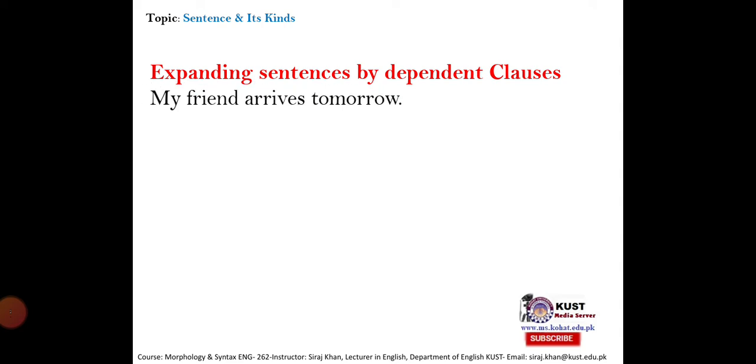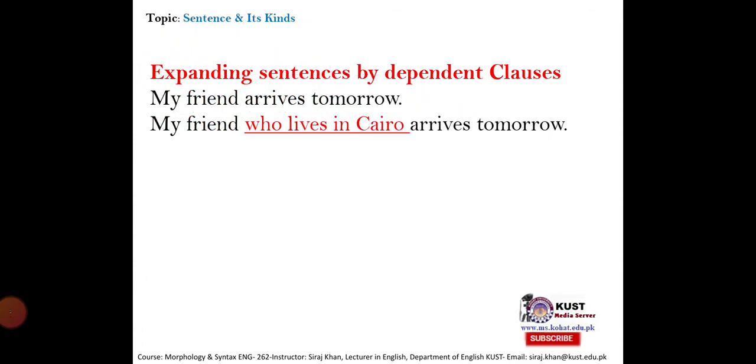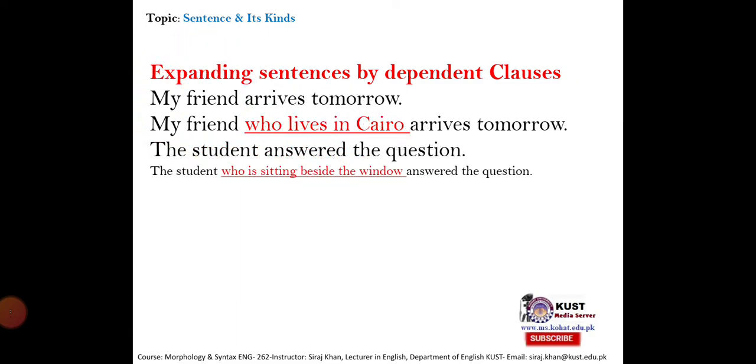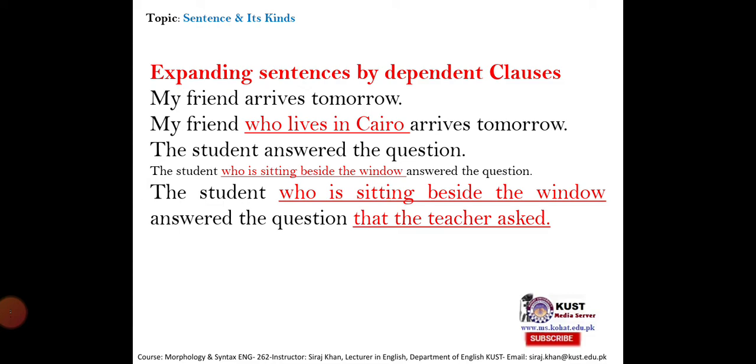How do we expand a sentence by adding a clause? Like, my friend arrives tomorrow. My friend who lives in Cairo arrives tomorrow. So here, who lives in Cairo is a clause that gives us an expanded sentence. The student answered the question. Now, the student who is sitting beside the window answered the question. Who is sitting beside the window is a clause. The student who is sitting beside the window answered the question that the teacher asked.